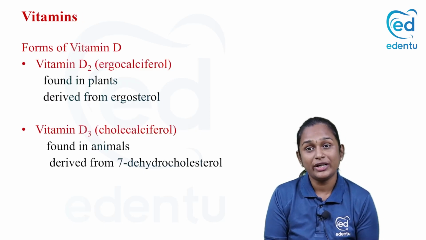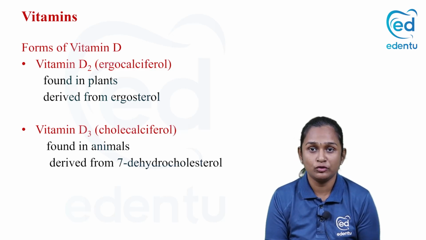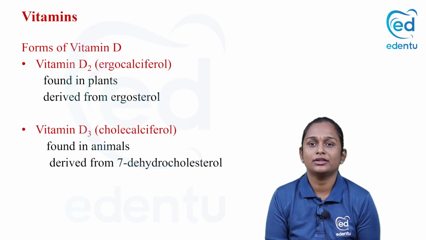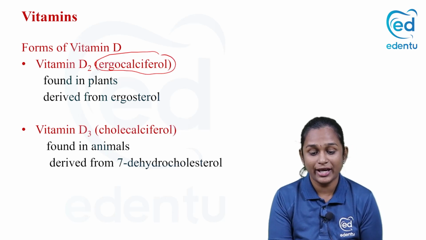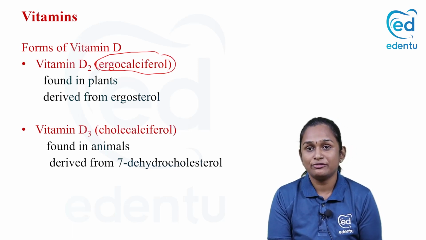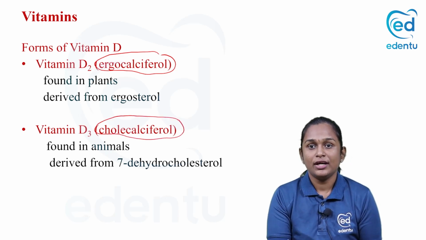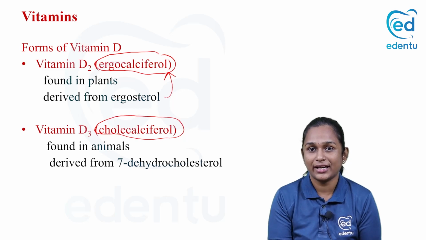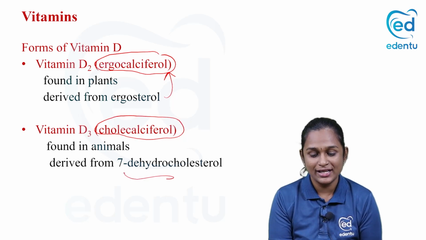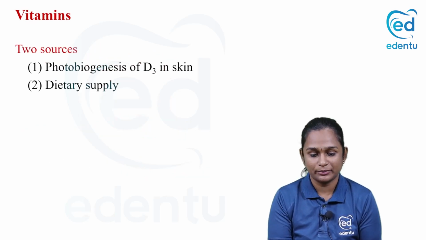So how does it act? It acts like a steroid hormone. So what are the forms of vitamin D? We have two forms. One derived from the plant and the other derived from the animal. The plant form is called vitamin D2, otherwise called ergocalciferol, and the animal form is called D3, called cholecalciferol. The plant form ergocalciferol is derived from ergosterol and the animal form cholecalciferol is derived or synthesized in our body from 7-dehydrocholesterol. So these are the two different forms of vitamin D.